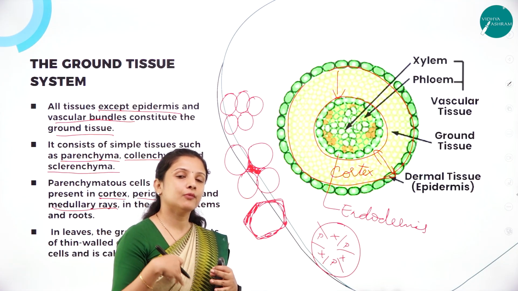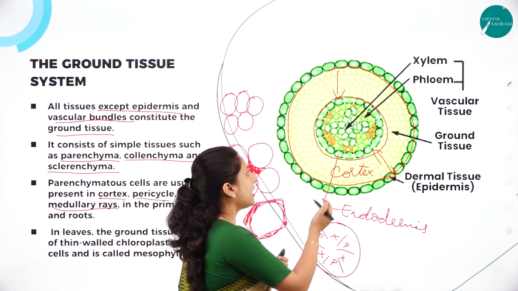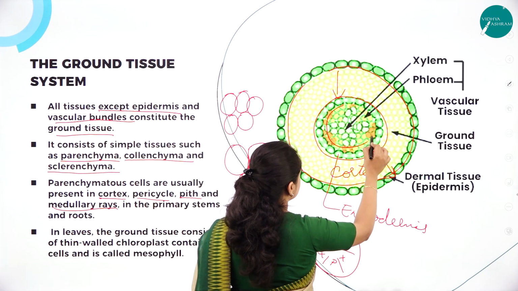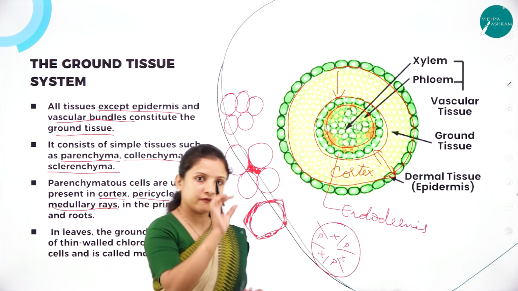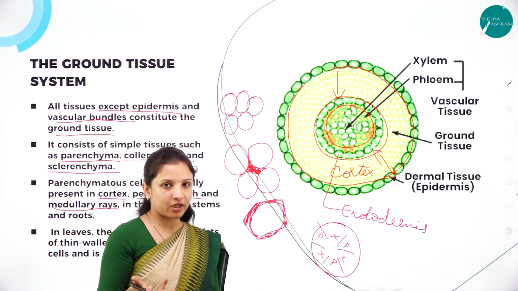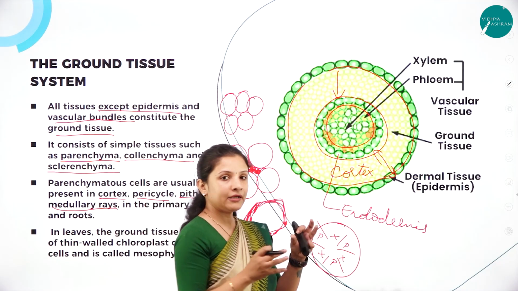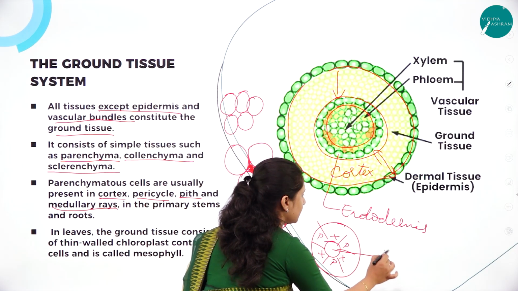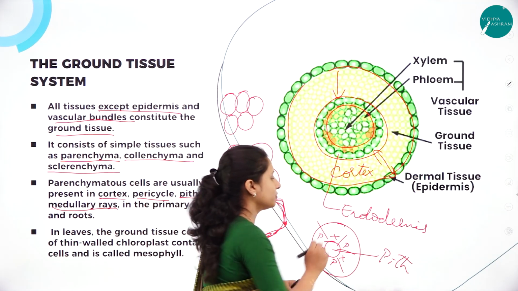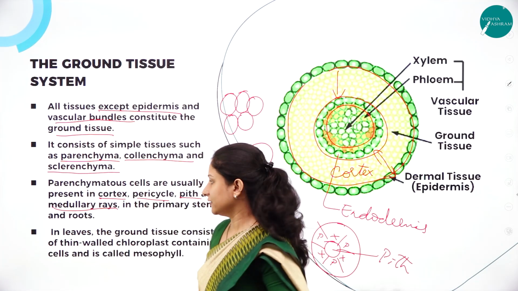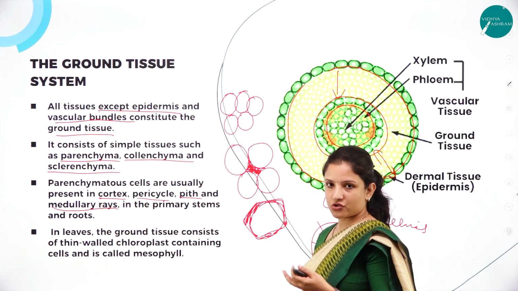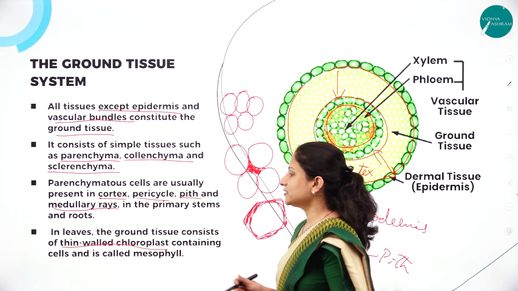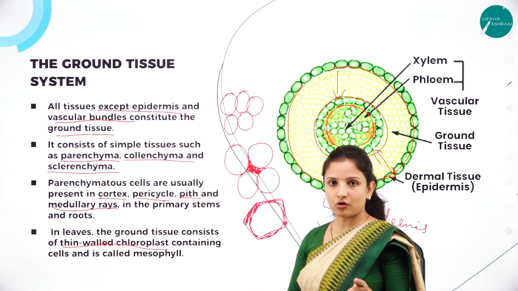So parenchyma cells can be present in the medullary rays also, and below the endodermis there is one layer called the pericycle. That pericycle is also made up of one layer of parenchyma cells only, and inside the vascular bundle, that is the center, we call it the pith. This pith can also be parenchyma cells itself. And in leaves, the ground tissue usually consists of thin-walled chloroplast-containing cells, that is chlorenchyma cells, as we can call them.